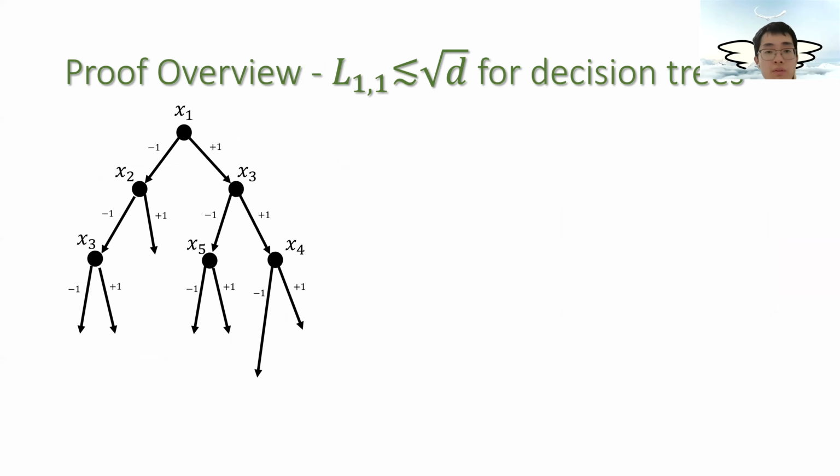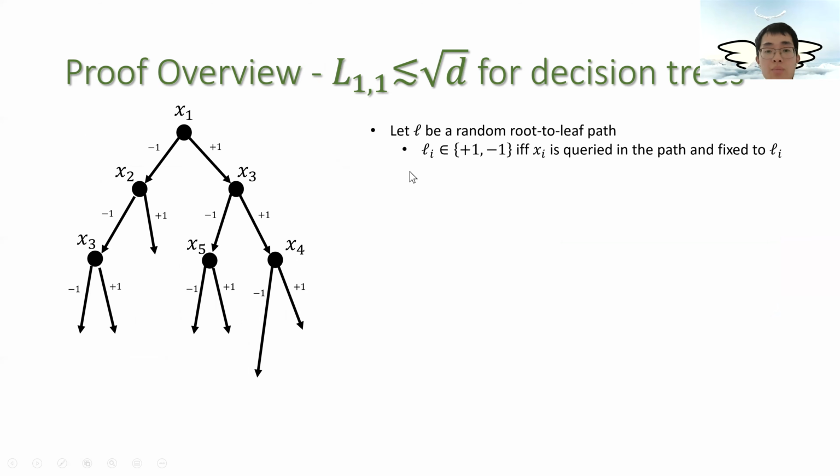Now, here is the proof overview for first level decision trees. On the left-hand side is a decision tree. Let L be a random root-to-leaf path, where each Li is 0, plus 1, or minus 1, and Li equals plus 1 or minus 1 if and only if xi is queried in the path and is fixed to this value Li. For example, for the path right and left, we will set x1 to be plus 1, x3 to be plus 1, and x4 to be minus 1. So L1 equals L3 equals plus 1, and L4 equals minus 1.